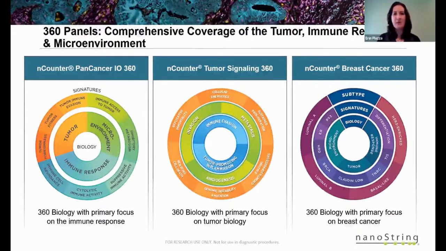After that, we also created our Breast Cancer 360 panel, owing to our deep relationships in the breast cancer space through development of Prosigna. The Breast Cancer 360 panel again focuses on all of the biology, but primarily on the tumor and specifically breast tumors. And then most recently, we've created the Encounter Tumor Signaling 360 panel to focus on the biology of the tumor, but do so in a way that's more generic for all solid tumor studies. And this is the panel that I'll be talking about for the remainder of our talk here.